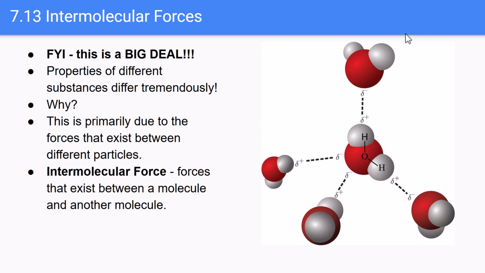And I'll bring up the FYI here because I do mention that this is a big deal, and it is a very, very big deal. Properties of different substances differ tremendously, and the reason why is primarily due to the forces that exist between different particles. So intermolecular forces are forces that exist between a molecule and another molecule. So you notice that I have 5 different water molecules here on the diagram on the right-hand side. Each of those water molecules is going to have some type of interaction with the other molecules that is going to form some form of attraction between them. And the relative strength of that attraction determines what types of physical properties exist.